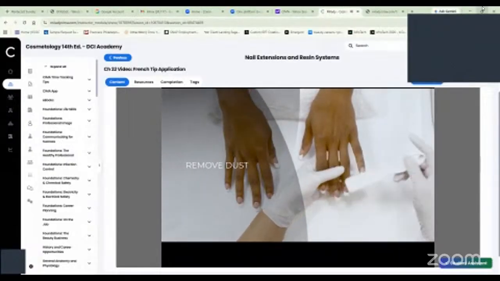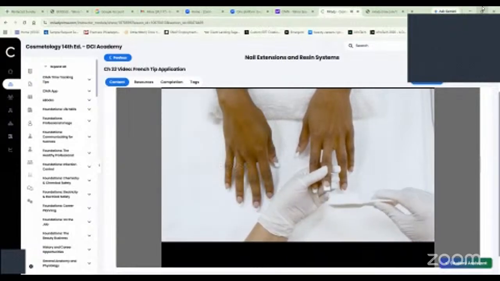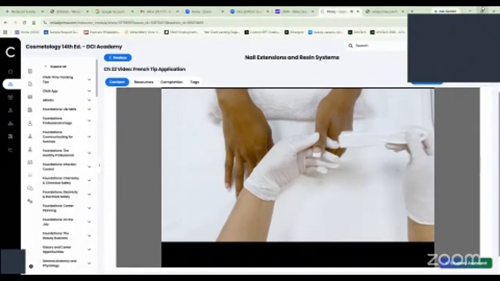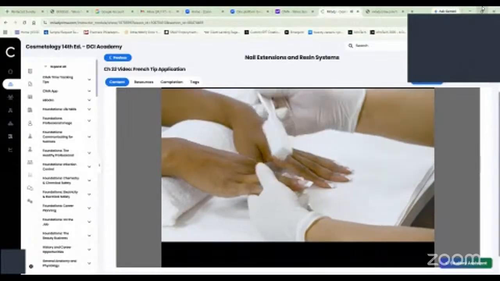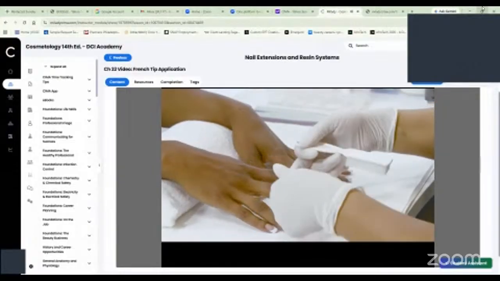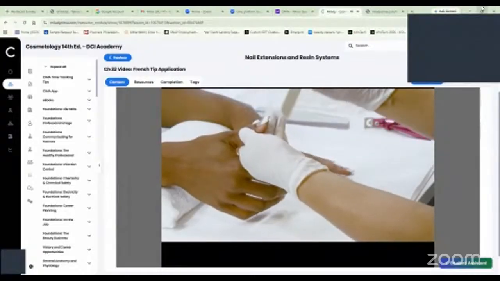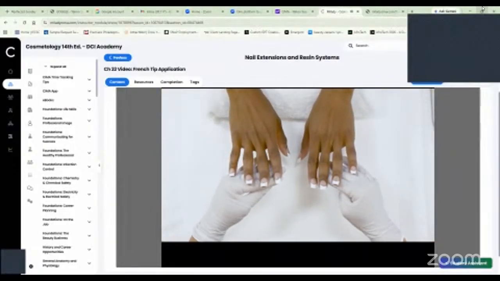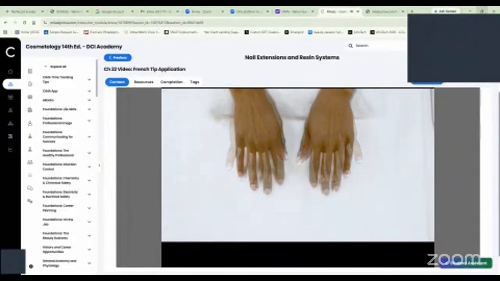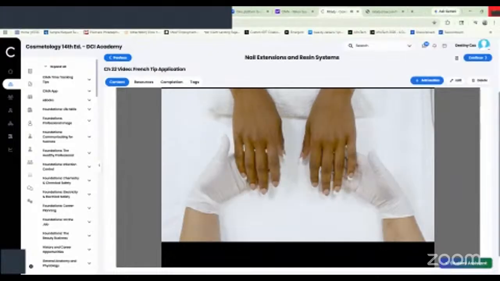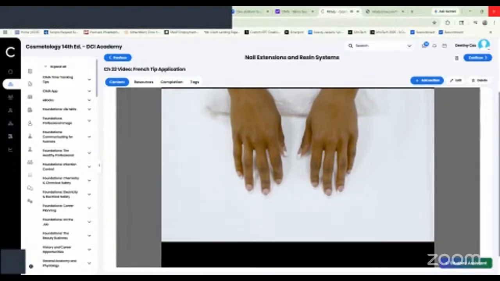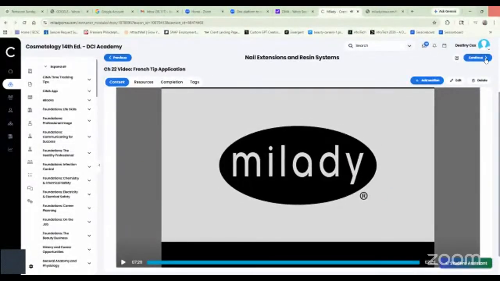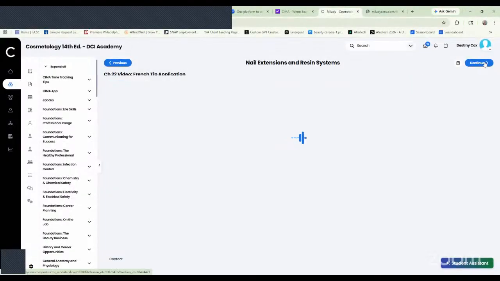Remove dust with a clean, dry manicure brush. Present the finished tips to your client before continuing to the enhancement to ensure they are happy with the length. Follow with your preferred nail enhancement. All right, and so once those tips are applied, you move forward with your enhancement.